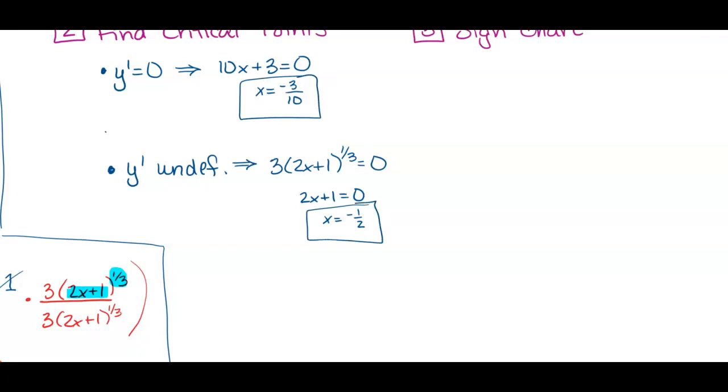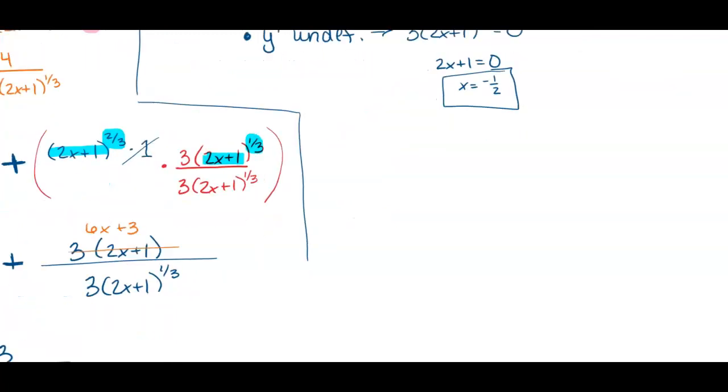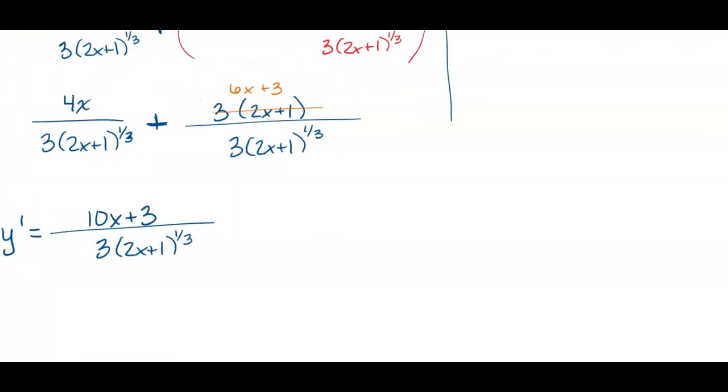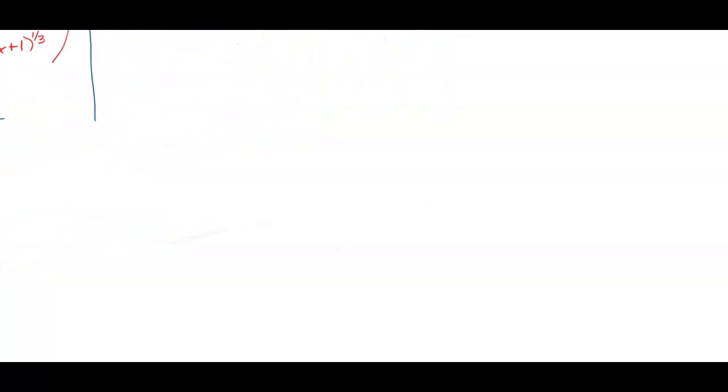And then I'll make my sign chart. So I've got negative 3/10 and negative 1/2. And I'm going to recopy my derivative just so I don't have to scroll to look at it. 10x plus 3.